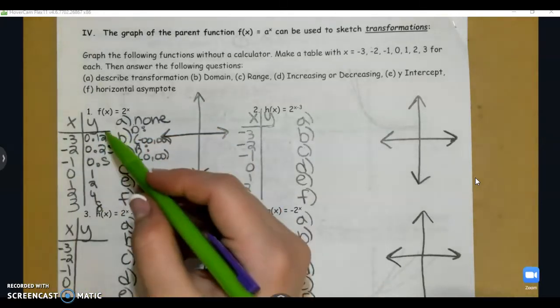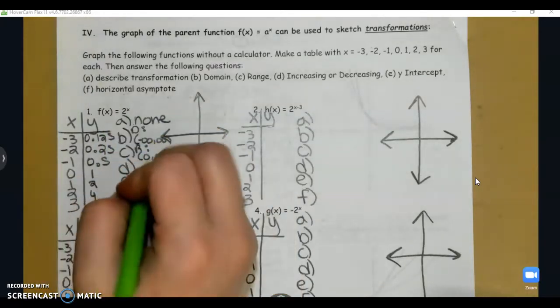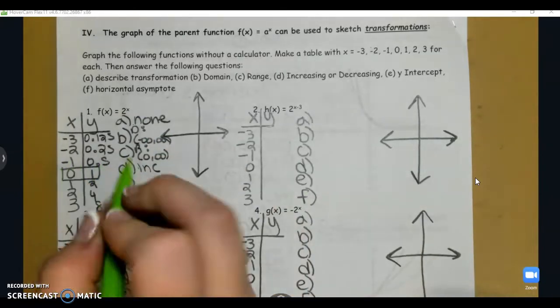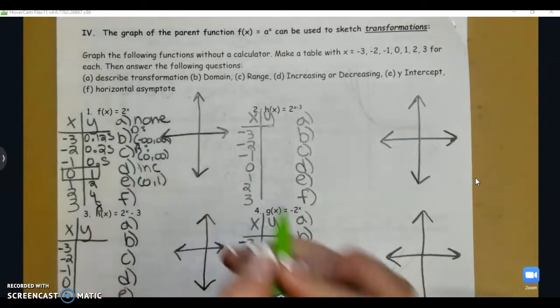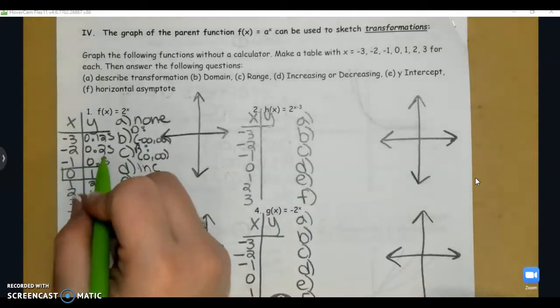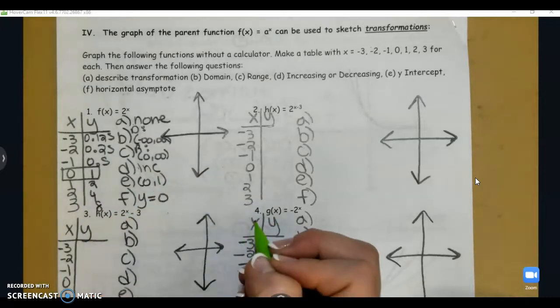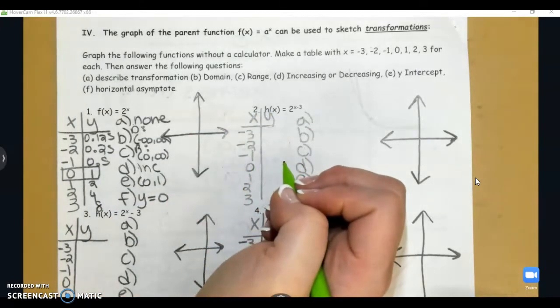It is increasing. If I look at my y values, they are getting bigger, so it's an increasing function. Our y-intercept when x is 0 is at (0, 1), and horizontal asymptote: the value it's going to be getting really, really close to is 0. So y equals 0 is going to be that horizontal asymptote.